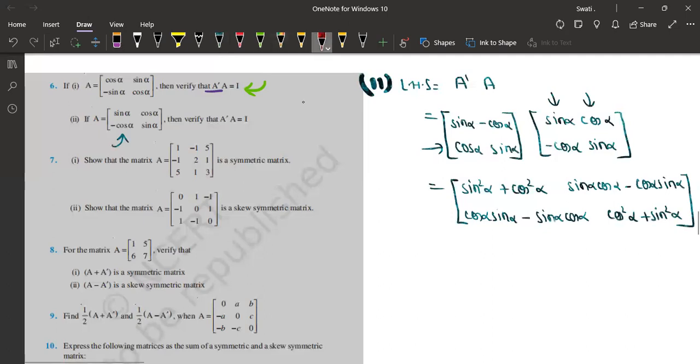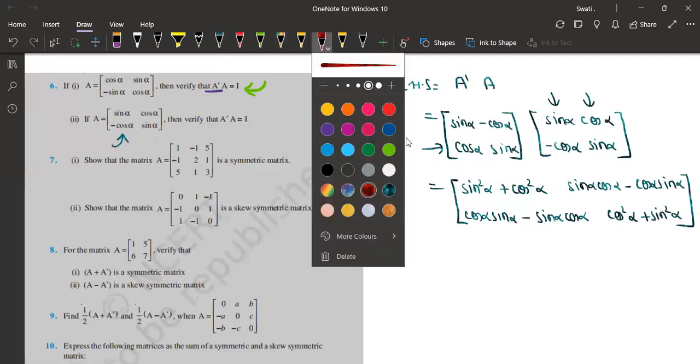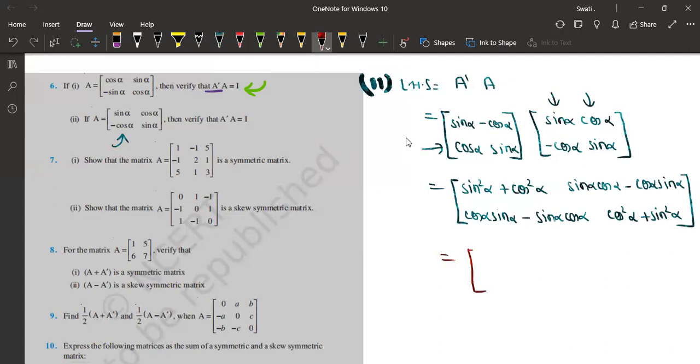Now here I want to tell you, again, we are going to use that very famous trigonometric identity formula, and that is sin square theta plus cos square theta is 1. So 1, this is clearly 0, this is clearly 0, and this is 1. So we have this, and we can see that this is nothing but our identity matrix, and therefore 2. So we are done with the 6th question as well.